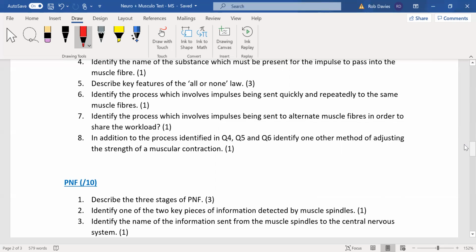Number 8, in addition to the processes identified in questions 4, 5, and 6, one other method of adjusting the strength of muscular contractions, and that is the selection of either slow twitch muscle fibers or fast twitch muscle fibers, or slow twitch motor neurons, fast twitch motor neurons. So adjusting that will dictate what kind of contraction is going to be taking place.